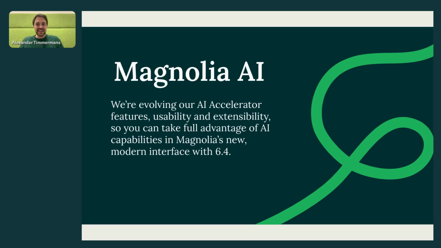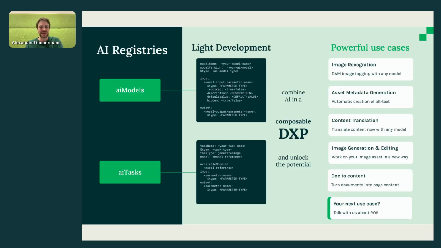So Magnolia AI, probably you have followed us a little bit on how we went into the topic with the AI Accelerator, and of course we are moving steadily forward. Features, usability, extensibility, and especially the topic of extensibility with Magnolia as a composable DXP. That's at the heart of our vision, how we implement it, and of course this new modern interface with 6.4, which we are going to leverage in the features that we are adding.